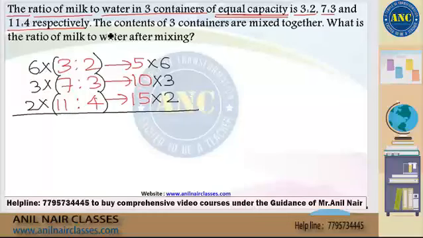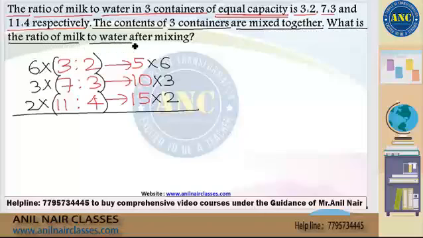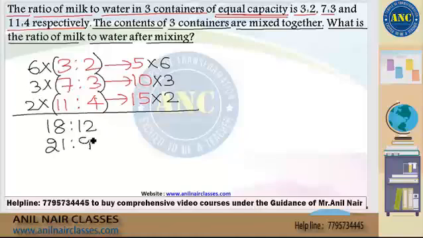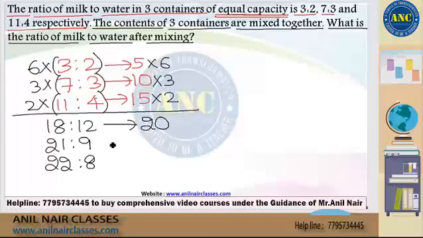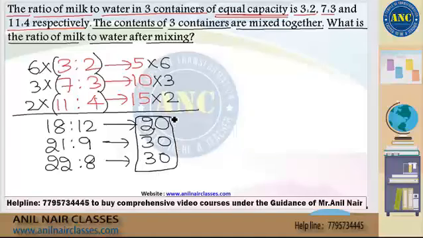The question says the contents of 3 containers are mixed together. What is the ratio of milk and water after mixing? So it is 6 into 3:2, 18:12. 3 into 7:3, it is 21:9. 2 into 11:4, it is 22:8. If you want, check it out. 18 plus 12 is 30. 21 plus 9 is 30. 22 plus 8 is also 30. They are having equal quantity, which is actually given in the question.